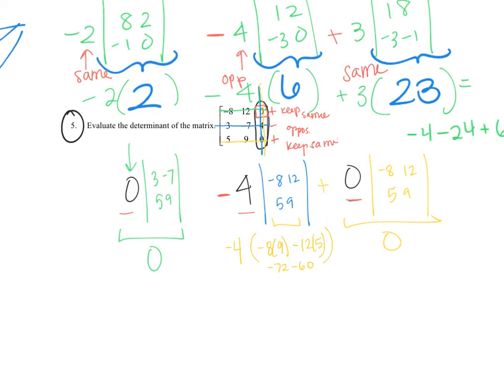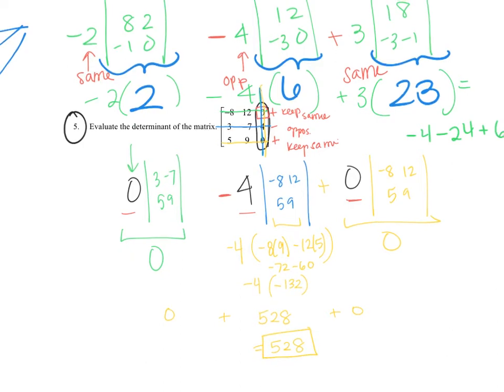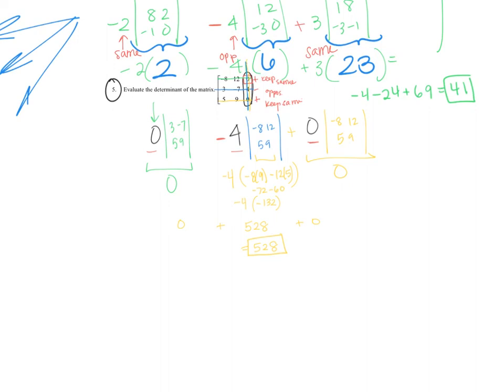-72 minus 60 becomes -132. We'll multiply that by -4, which will be 528. So we're looking at 0 plus 528 plus 0. That's equal to 528. That's the determinant for that 3 by 3 matrix. Now, if I did it on any other row, I will get the exact same number. So you could try that again. Try maybe the first row and see what you get. It should all come out to be 528.